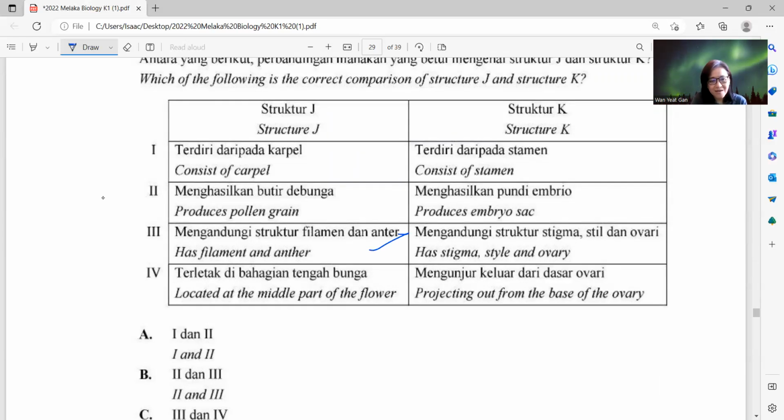The second one is correct. The male part always produces pollen grain, the female embryo sac, and the male part has filament and anther, while the female has stigma and style. So B is the correct answer. Female part is always located at the middle, and male part projects out from the base of the ovary.